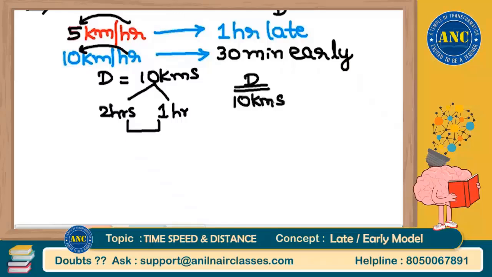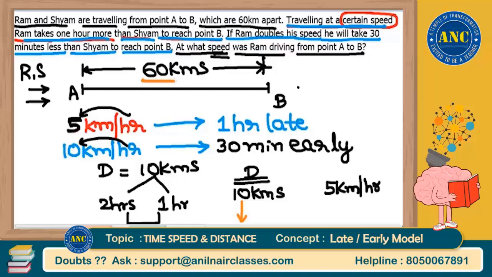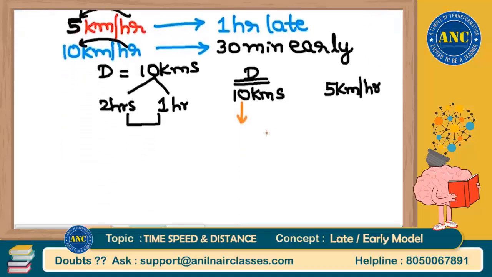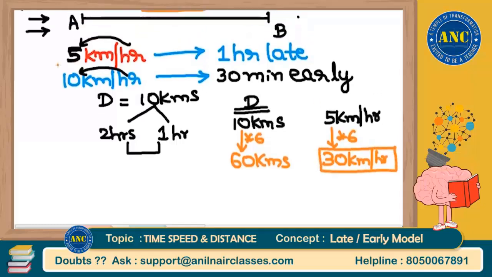distance is 10 kilometers. According to my assumption, initial speed is 5 kilometers per hour. According to my assumption, Ram was going at a speed of 5 kilometers per hour. But according to the question, they have given that distance is 60 kilometers. 10 is becoming 60. Multiply by 6. 5 also multiply by 6. That means the speed at which they were traveling earlier is not 5 kilometers per hour, which is my assumption. It is actually 30 kilometers per hour speed, right?